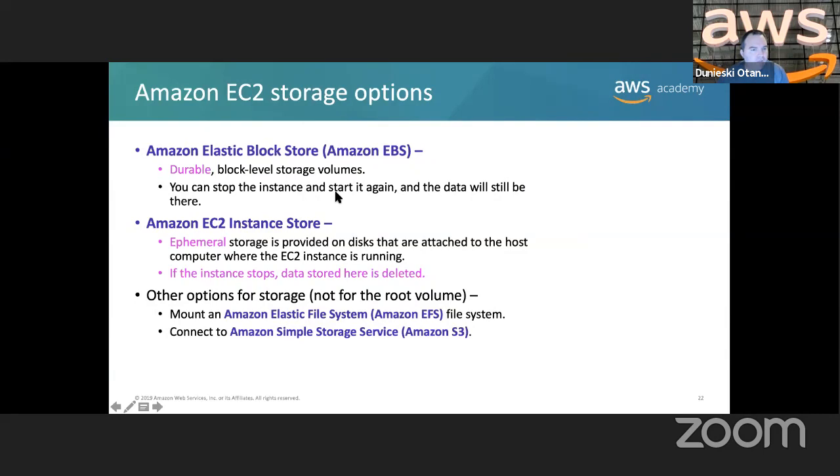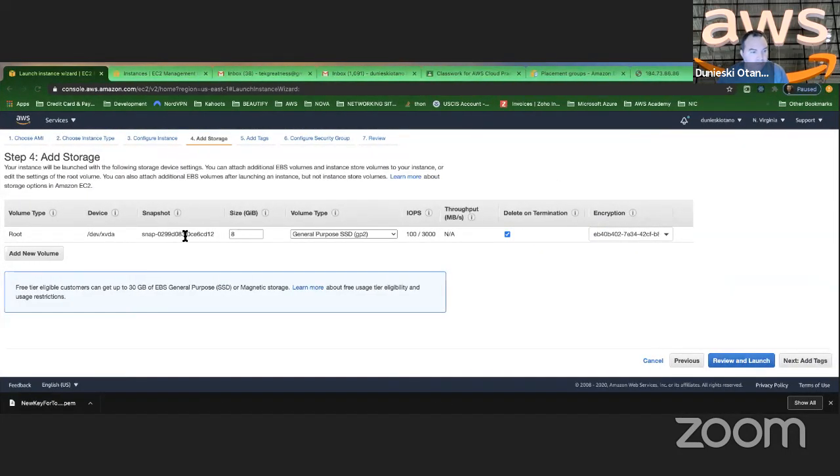You can stop the instance and start it again, and the data will still be there. When you stop the instance, this root volume doesn't disappear, because you know it's going to stay there, right? But if you terminate the instance, it will disappear. I'm talking about the root volume that comes with the instance. I'm not talking about the ones that you attach.